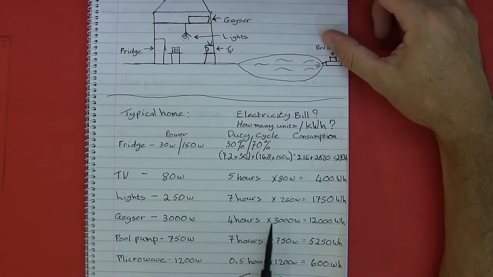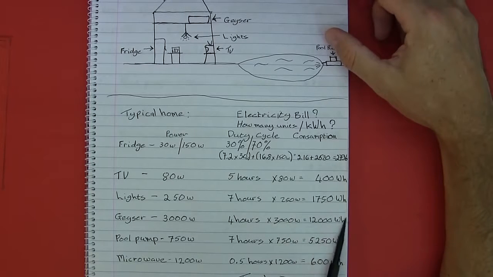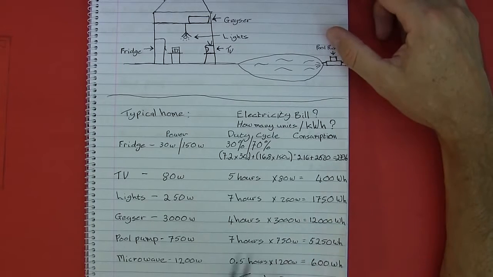So 4 hours times 3,000 watts equates to 12,000 watt hours. So here already you're going to have the things which really jump out to you, which are heavy consumers, even in a very simple household.